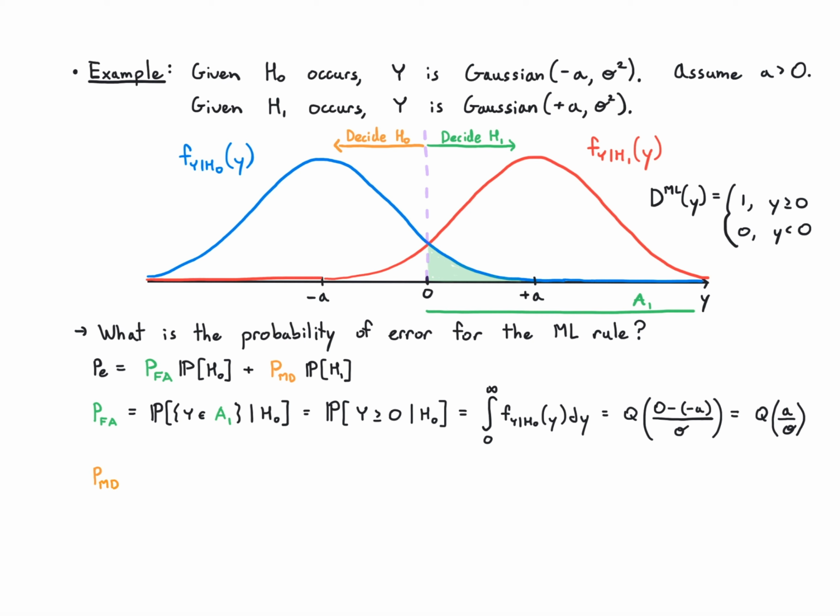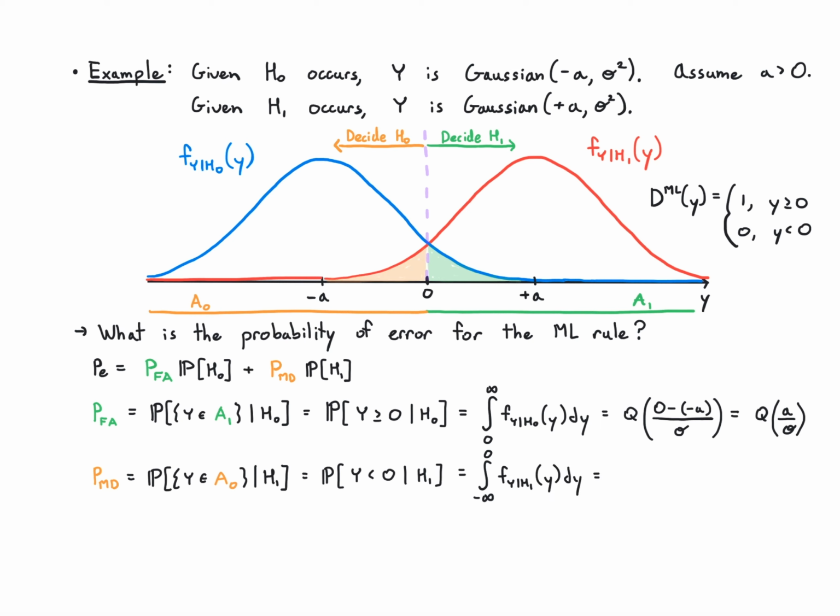Okay, and the probability of misdetection is when y falls into the region where I decide 0, that's A0, but H1 was actually the thing that occurred. So in this particular case, that's when y is less than 0 under H1. To get that, I integrate from minus infinity up to 0 the conditional PDF of y given H1. And then I can just use the phi function because it's Gaussian. I have 0 minus the mean, which is a, over the standard deviation, which is sigma. And so again, this turns out to be Q of a over sigma by the properties of the phi function.